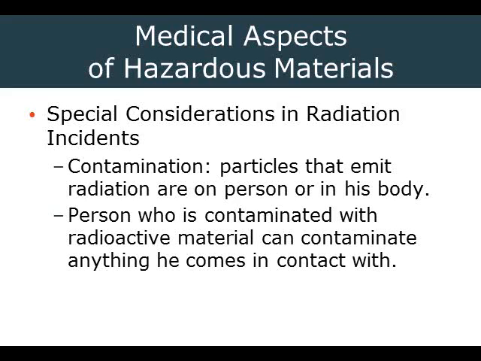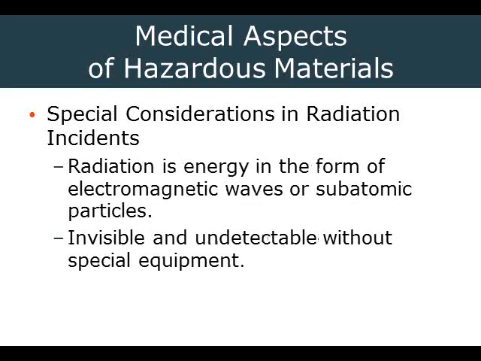Contamination: these are particles that emit radiation that are on the person or their body. So if they're covered in something like radium, or uranium, a person who's contaminated with radioactive material can contaminate anything that he comes into contact with. Radiation is the energy in the form of electromagnetic waves or subatomic particles. It is invisible and undetectable without special equipment. And we most commonly think of Geiger counters as being able to detect those things.